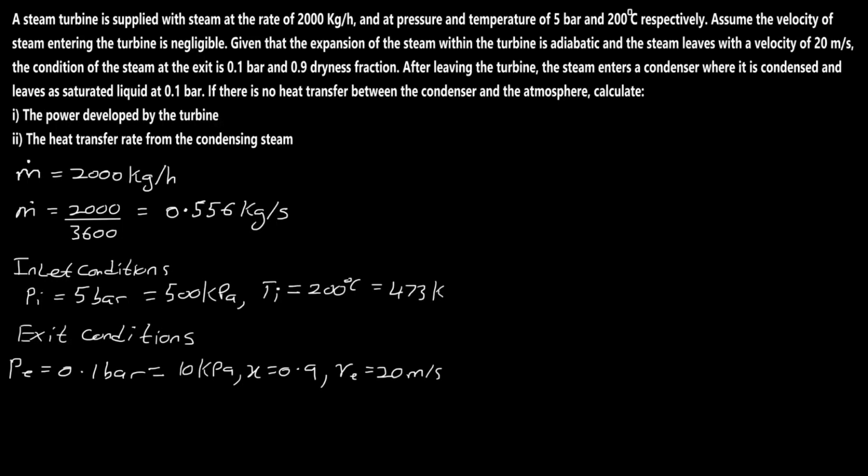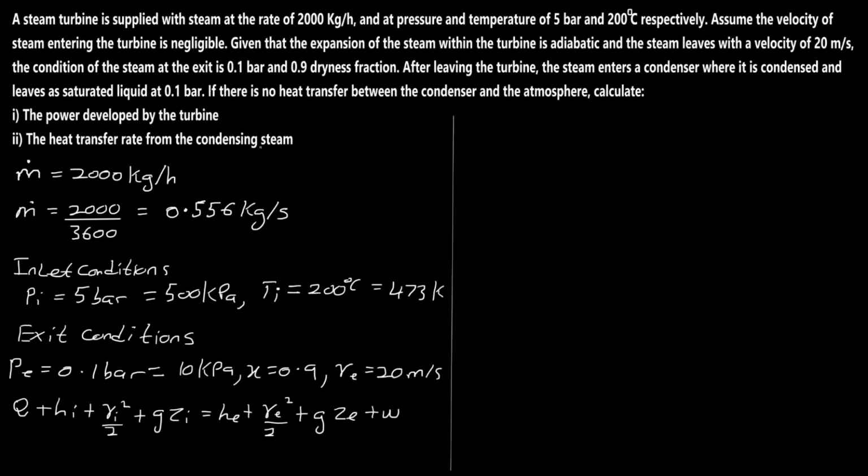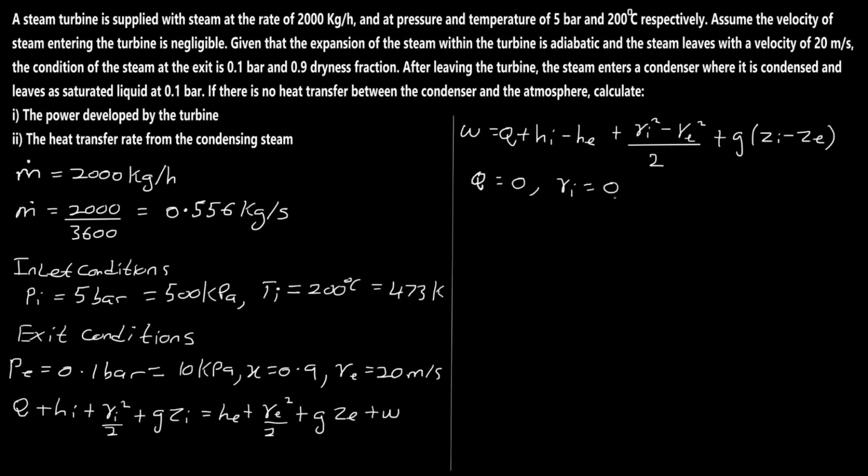To calculate the power developed by the turbine, we first find the work done per unit mass of steam, and we use our energy equation. We can rewrite it this way, making the work done the subject. This expansion is adiabatic, so the heat transferred to the steam is equal to 0. The inlet velocity is negligible, so we can write it as 0. And there is no change in height or potential energy. So our energy equation becomes reduced to W equals Hi minus He minus Ve squared divided by 2.